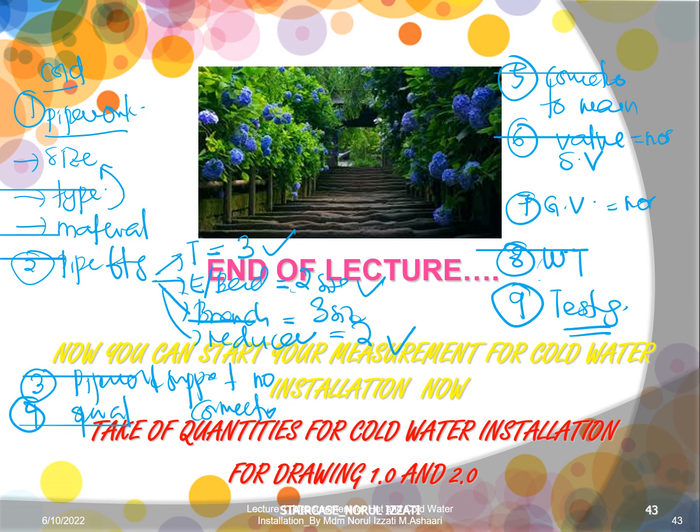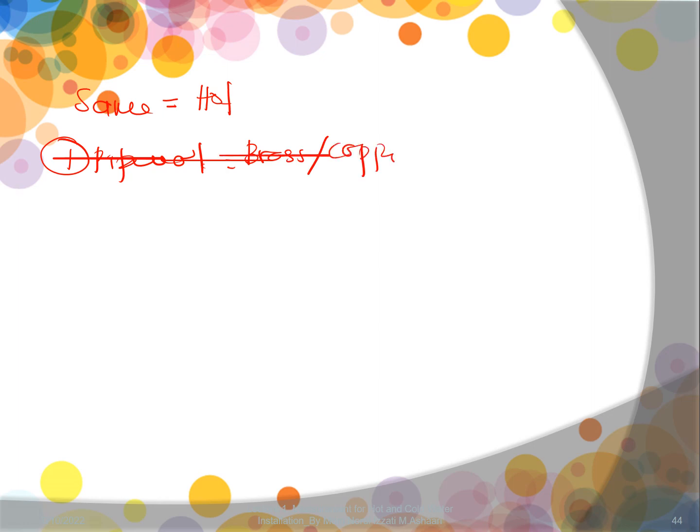Okay, for the hot water system, number 1, you have to measure almost the same items, but with certain differences. For the hot water system, you have to measure the pipe work. Basically for this pipe work, the material can be different. Maybe brass, or it can be copper. Different sizes have to be measured separately. Different sizes, different types with different materials.